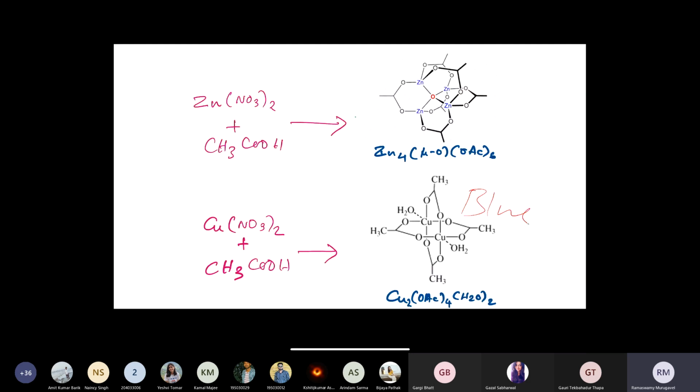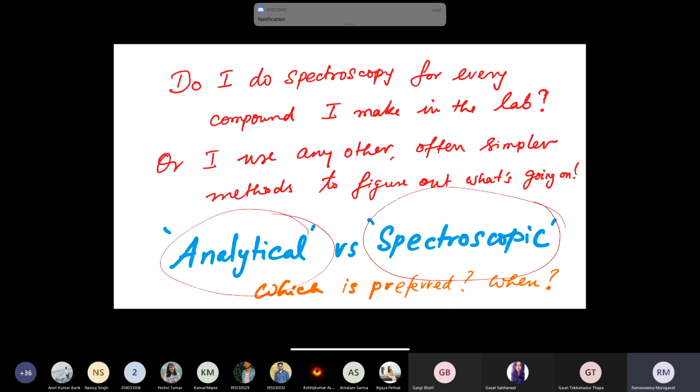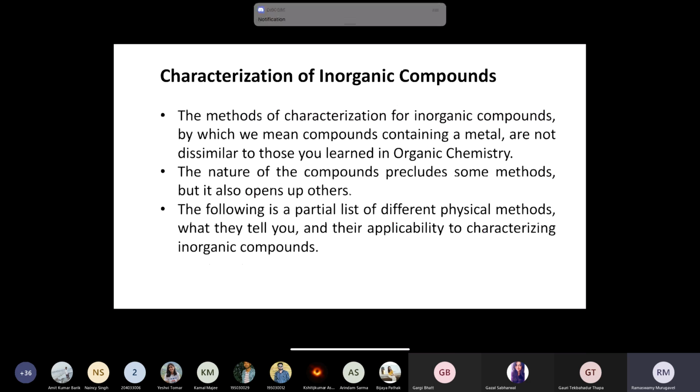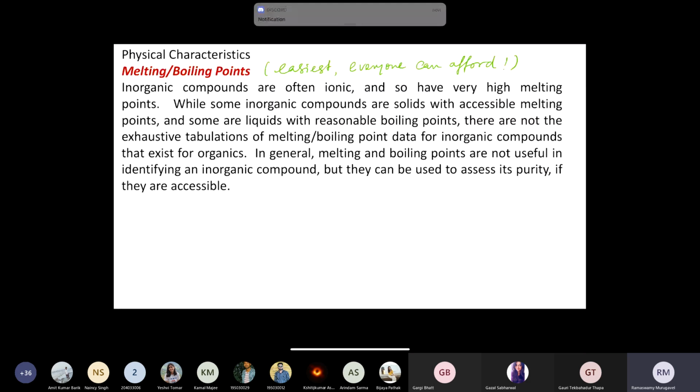It's blue in color. Copper nitrate is also blue, but greenish blue. So often color can give you an idea about the reactivity, or whether the reaction has proceeded to the right products or not. That's the second one, a very easy one.